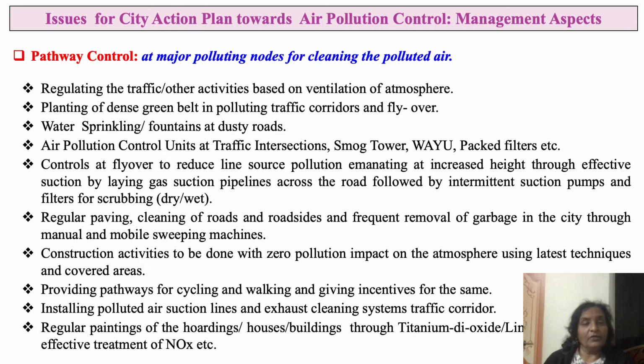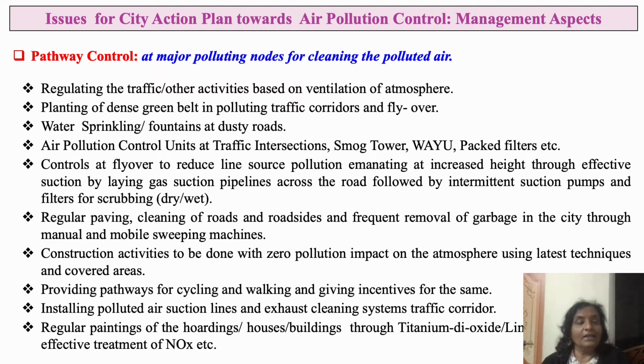In the pathway control at major polluting nodes for cleaning the polluted air, we should regulate the traffic based on the ventilation of the atmosphere. They should plant dense green belt in polluting corridors, traffic corridors and flyovers, water sprinkling and fountains at dusty roads, air pollution control units at traffic intersections, smoke tower, Vayu, impact filters, etc. to be encouraged and used. Controls at flyovers to reduce the line source pollution emanating at increased height, with effective suction and scrubbing, to be used with both dry and wet.